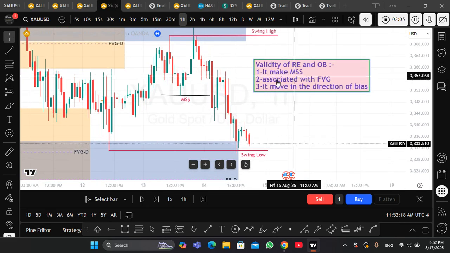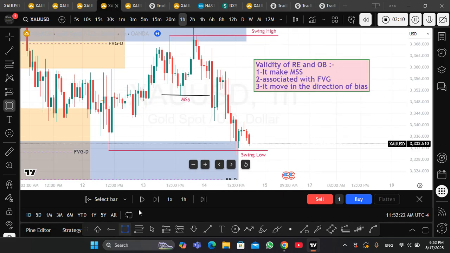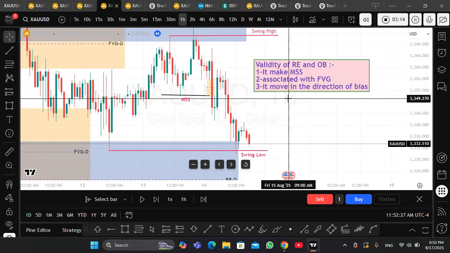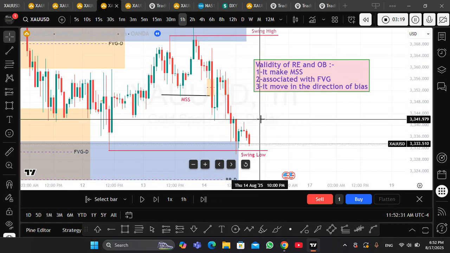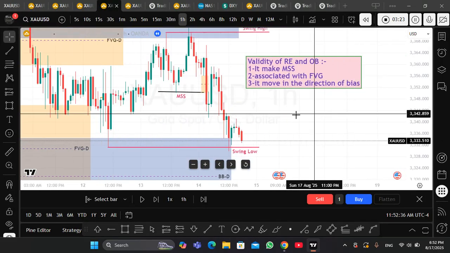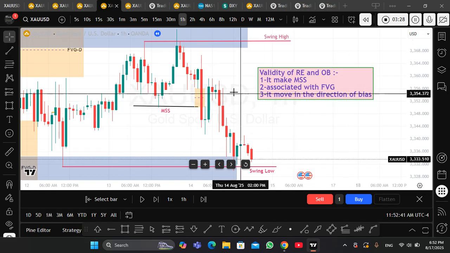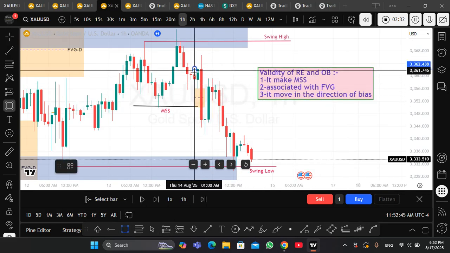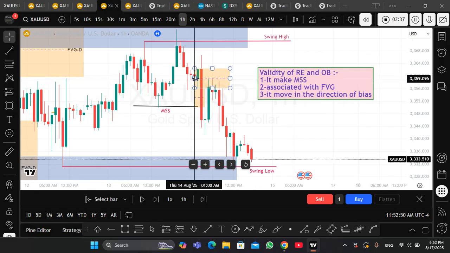It makes a market structure shift. This is a market structure shift associated with a fair value gap. This is a fair value gap, as you can see. Also, it moves in the direction of the buys, and the total of all buys is low. So this is an order block on 1 hour, and it is mixed with a fair value gap.